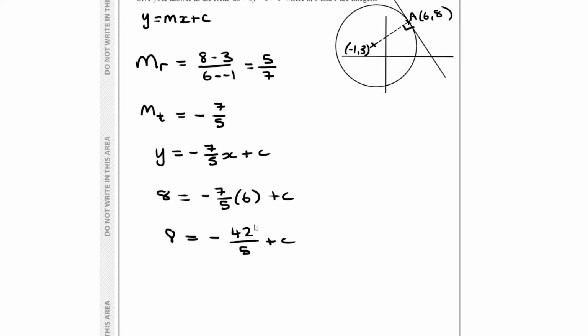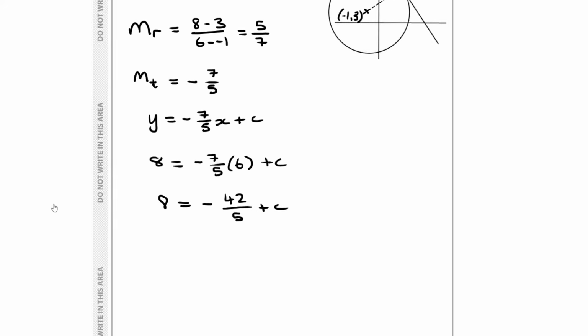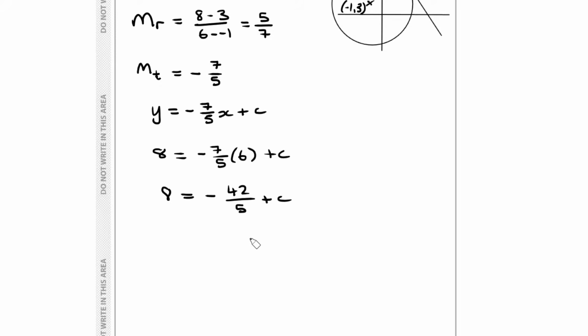Over 5 plus c. Now I'm going to add it to the other side. Now when I want to add it to 8, I'm going to need to have a common denominator again. So 8, currently any whole number, I keep saying this, is over 1. So to make it a common denominator, I would have to multiply this one by 5. That would be 40 over 5, wouldn't it? Plus 42 over 5 is c. That is 82 over 5. That's how I would work it out.